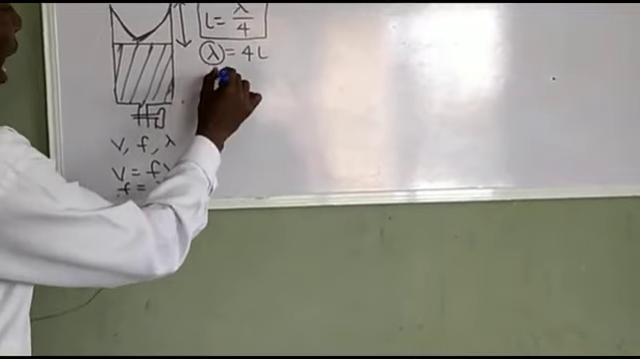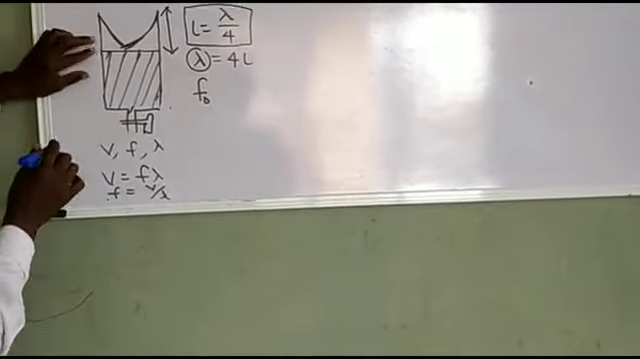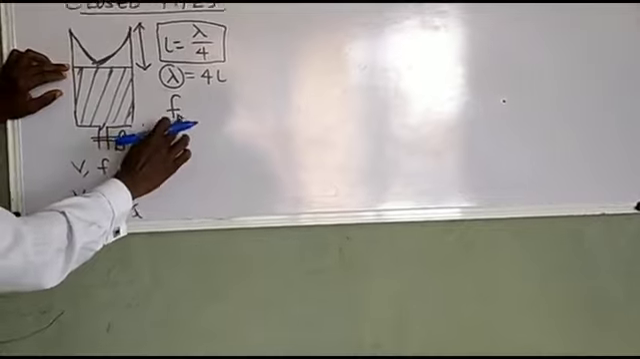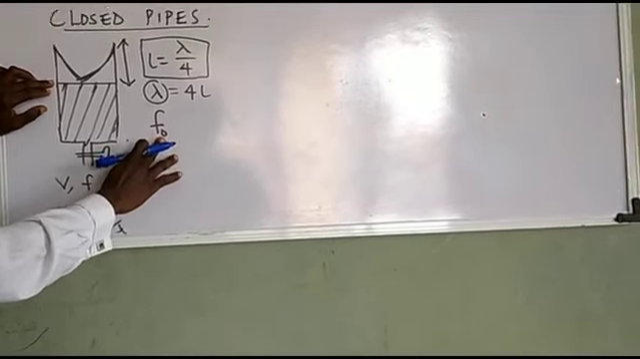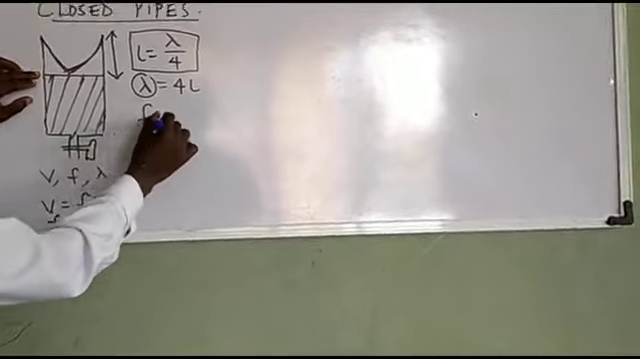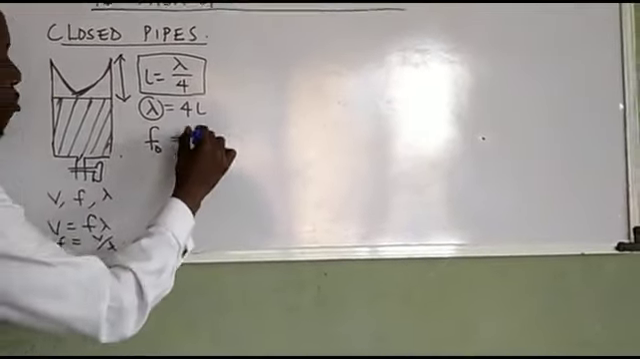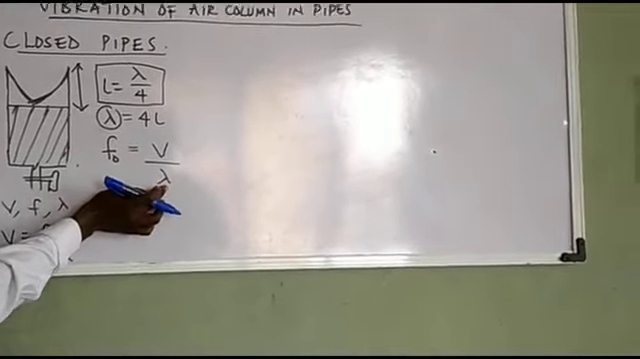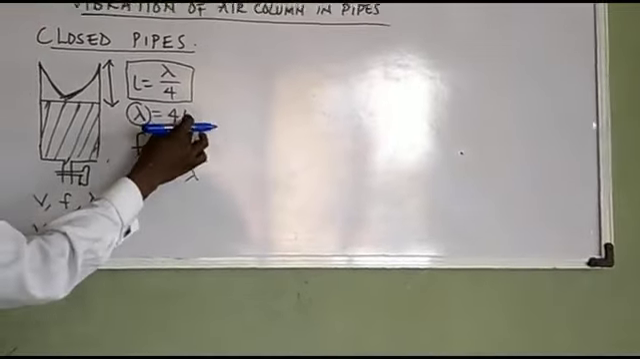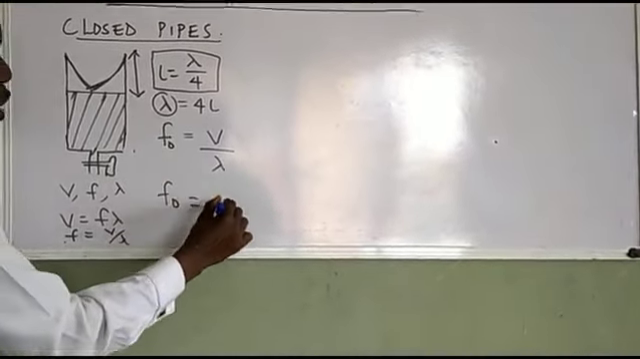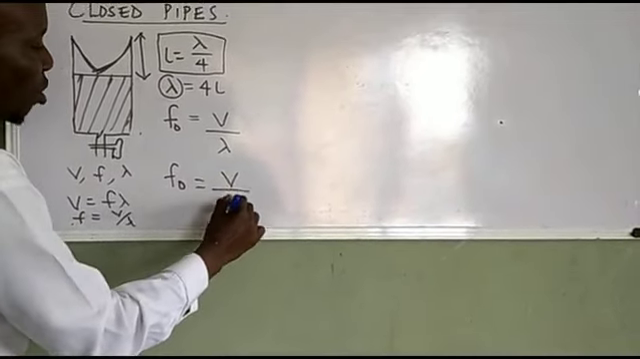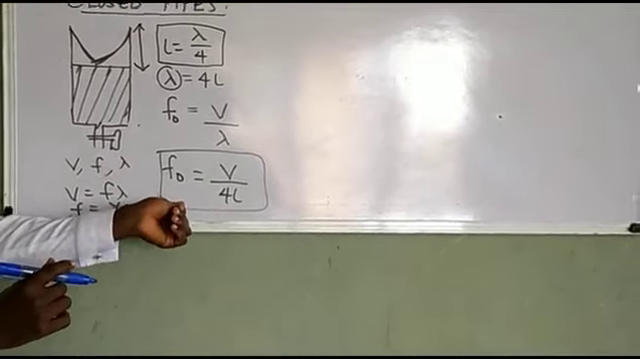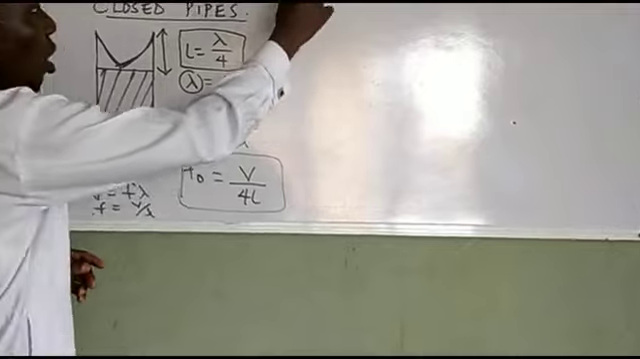Now, if we bring F naught here, because this is the first position of resonance in a closed pipe, its frequency is represented as F naught. Is that got to now? If we bring F naught here, our F naught will be equal to V all over lambda. But don't forget, we've defined our value of lambda to be 4L. So our F naught will be equal to V divided by 4L. Is that got to now? So this is the frequency of the first harmonic of a closed pipe.